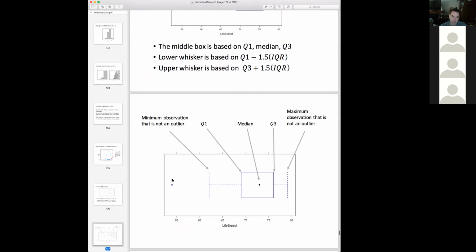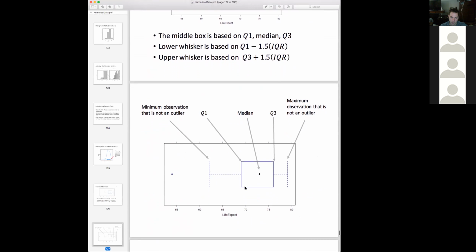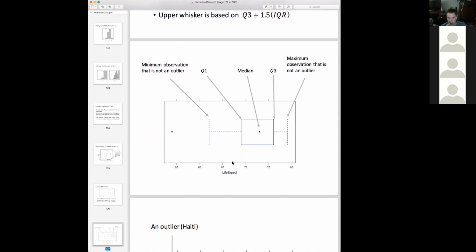So this is an outlier. This is the smallest observation that's not an outlier. This, for the box, represents Q1. This is going to represent your median, your 50th percentile, and this will be the Q3, the 75th percentile, and this represents your maximum. So as we can see, this is the life expectancy data. As we said before, it's skewed to the right, as you can see.